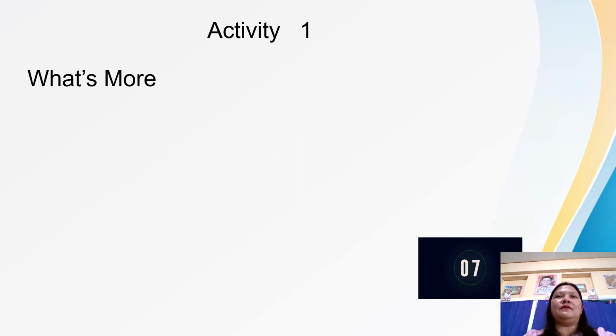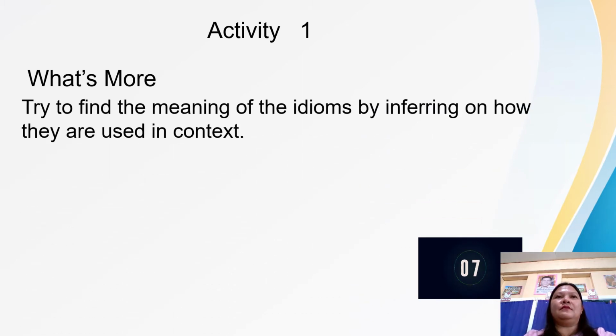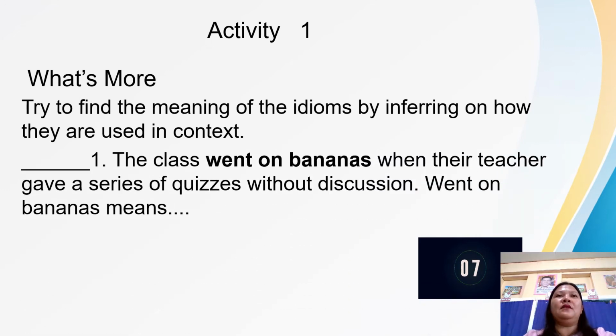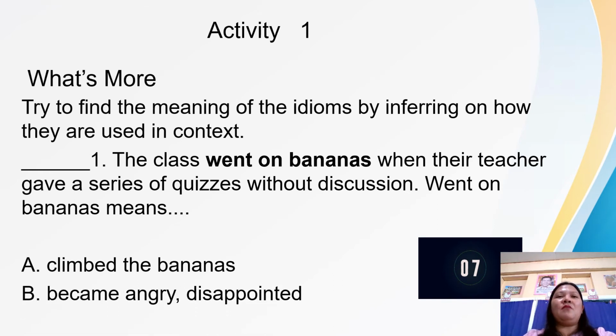Activity 1. Try to find the meaning of the idioms by inferring how they are used in context. Number 1. The class went on bananas when their teacher gave a series of quizzes without discussion. Went on bananas means A. Climbed the bananas, or B. Became angry or disappointed. I will give you 10 seconds for you to answer the activity.